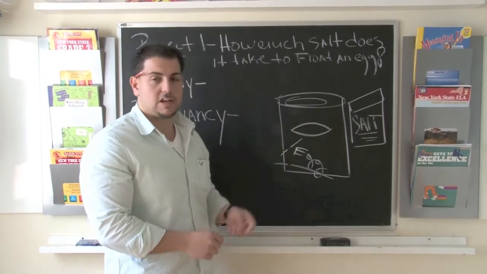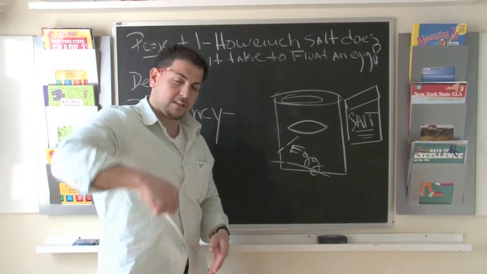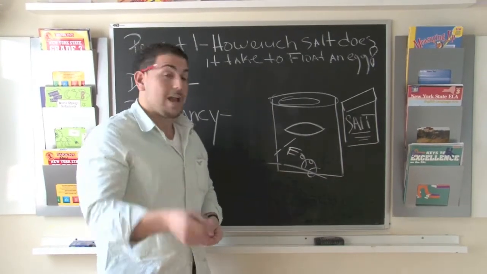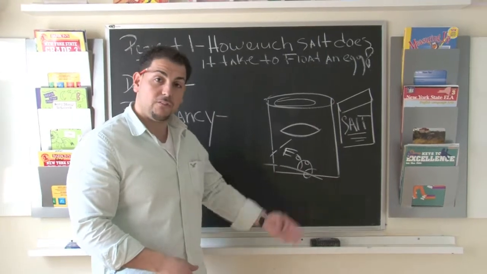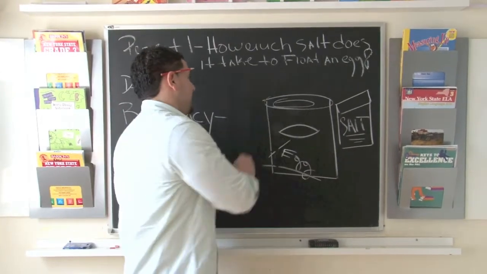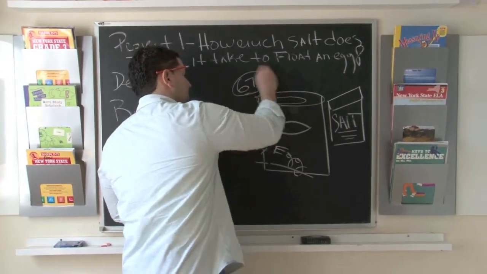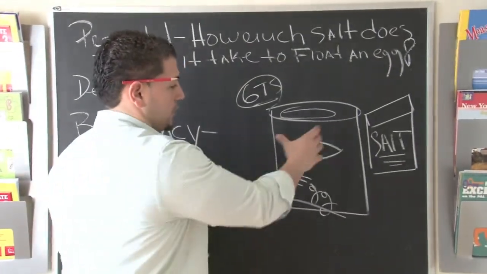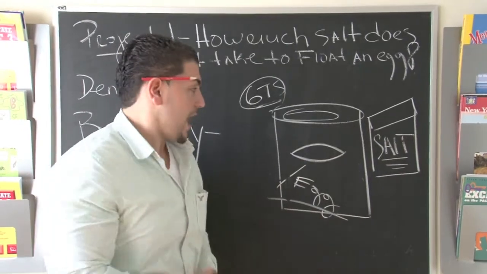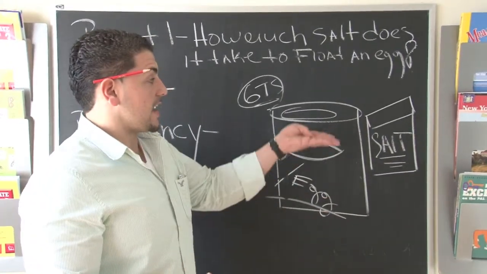So you add the first teaspoon and you mix it up like this. Nothing going on. You add the second teaspoon, you mix it up, nothing going on. The third, the fourth, and the fifth, and suddenly at the sixth teaspoon, the egg starts to float. How does it happen? Well, what's happening is you're displacing the egg's density and creating a buoyancy to lift the egg up to the top.